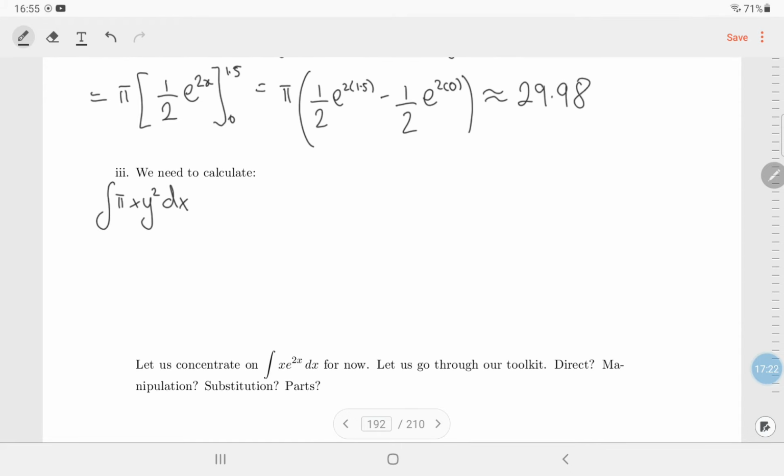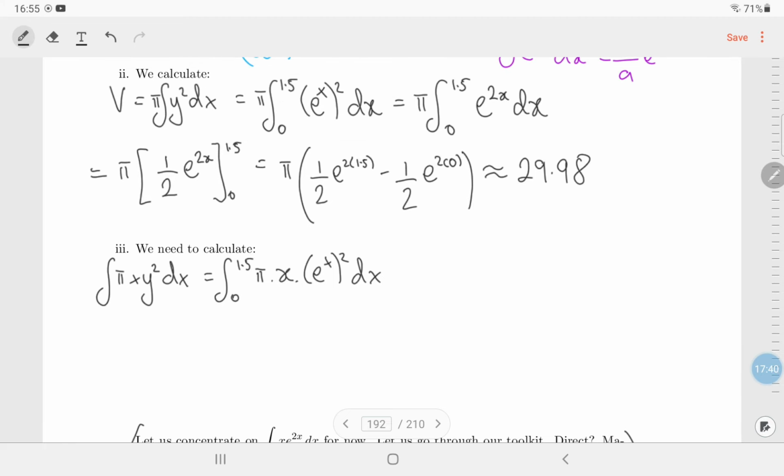Now, that space isn't going to be good. So we're looking at the integral from 0 to 1.5. I should have taken out the pi, but I'll do it in a second. x times y, which is e to the x, squared, dx. Okay, manipulation. Well, we've seen this manipulation already. e to the x all squared is e to the 2x. So we have pi times the integral from 0 to 1.5 of x times e to the 2x dx.